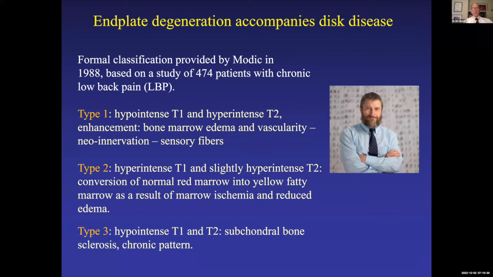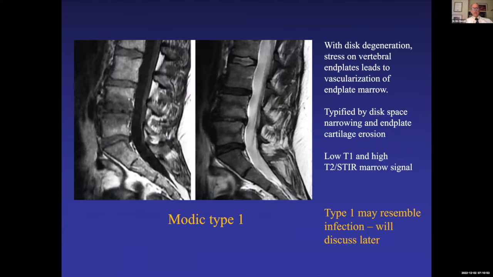Type 2 changes, later on, you have a return in bone marrow of fat, so the T1 signal will go up. And that's a less active process. And then a chronic process, if you have a lot of sclerotic changes in the bone around the disc, you'll see low signal on T1 and T2, so Modic type 3.